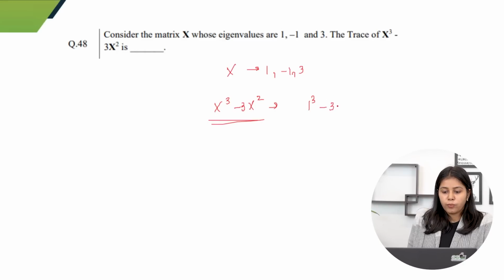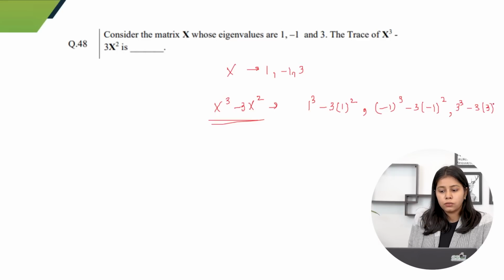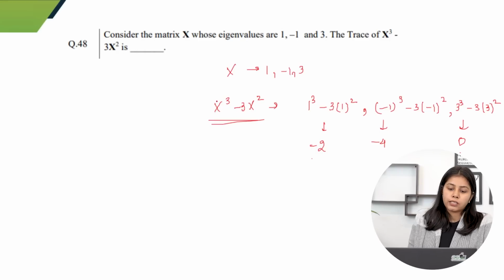Now, eigenvalues of X cube minus 3X square. That would be 1 cube minus 3 into 1 square. And then the next eigenvalue would be -1 cube minus 3 into -1 square. And the next eigenvalue is 3 cube minus 3 into 3 square. So if I solve this, 1 minus 3 gives me -2. And -1 minus 3 gives me -4. And 27 minus 27 gives me 0. So I have eigenvalues -2, -4 and 0 for the matrix X cube minus 3X square.